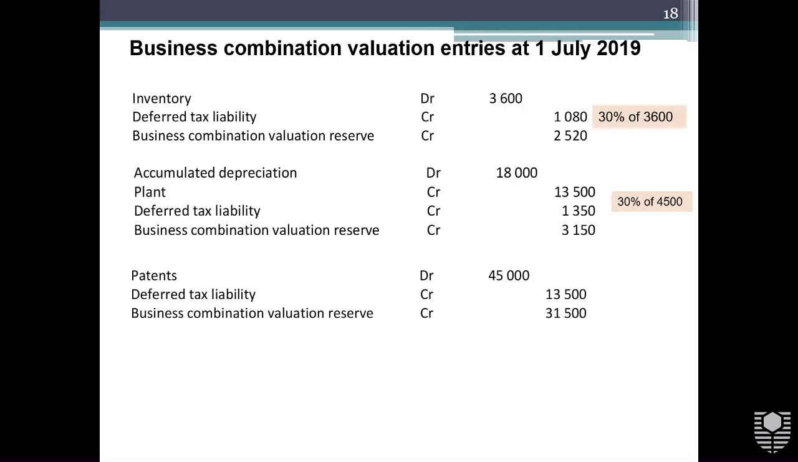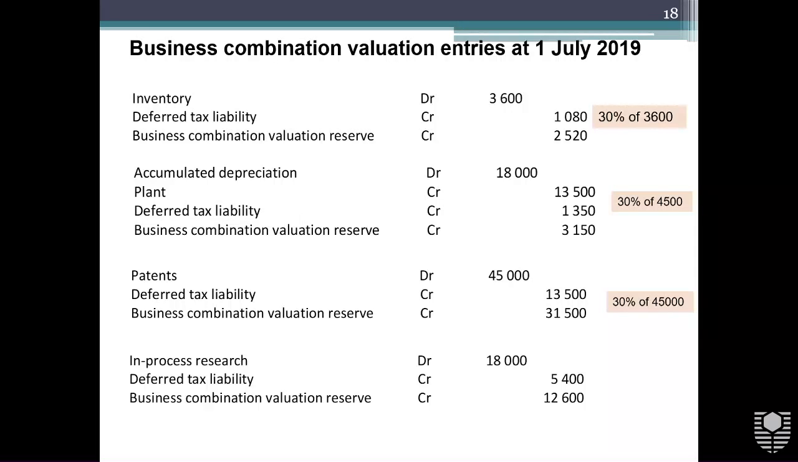So 45 times 30% is 13,500, and the 70%, 31,500, goes to the business combination valuation reserve. We've got some research, fair value of 18, that we're going to add in. Deferred tax liability, 30% of that, 5,400. The 70%, the 12,600, is going straight to your business combination valuation reserve.